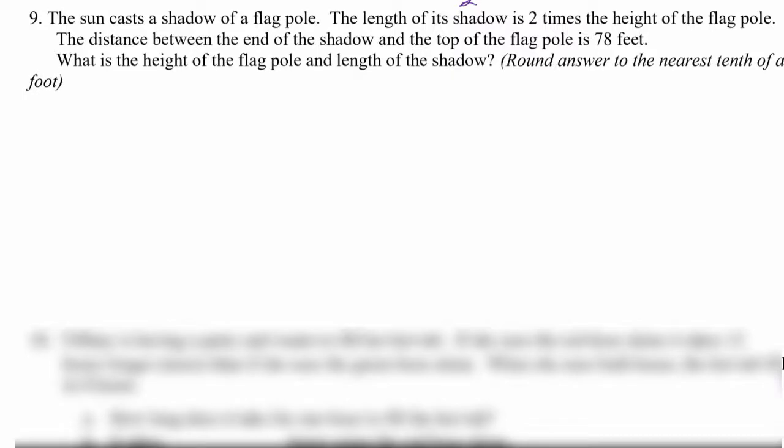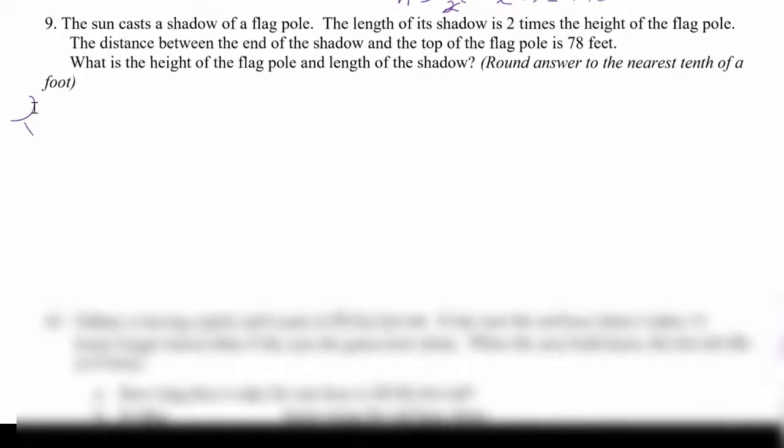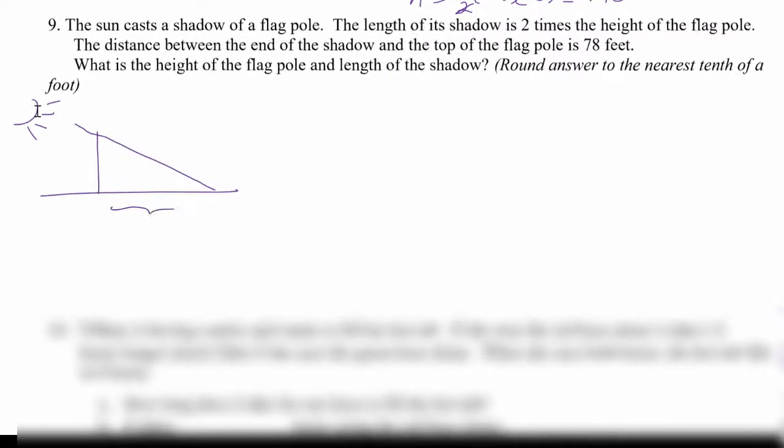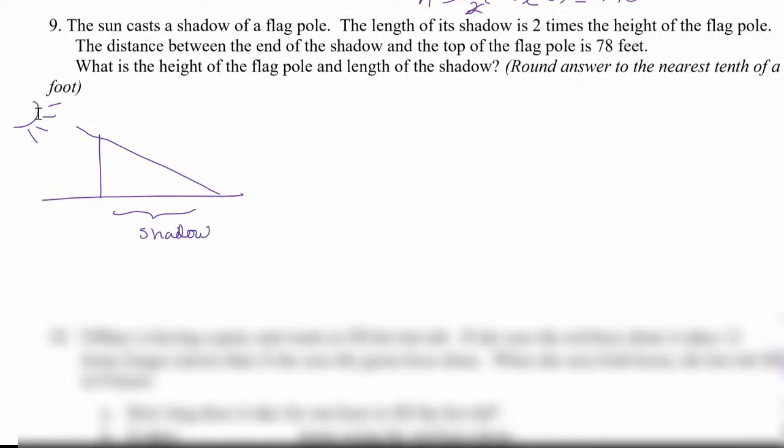Okay, in this last problem, we have the sun casting a shadow of a flagpole. So here's the sun. Here's the flagpole, okay? This is the ground. And so when the sun hits the flag post, it'll hit it like this, and there will be a shadow. So this will be the shadow, and this is the pole. I just want you to visualize this. All right, and so you can see that this is a triangle, can't you? We've got a nice little triangle happening here.